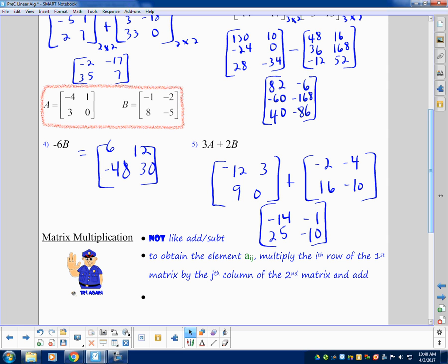To obtain the element Aij, we multiply the ith row of the first matrix by the jth column of the second matrix, and then add. And that is equivalent, for any of you who have done physics, to doing the dot product. You do the dot product for each row and column of the matrix. So I'll show you what that means.